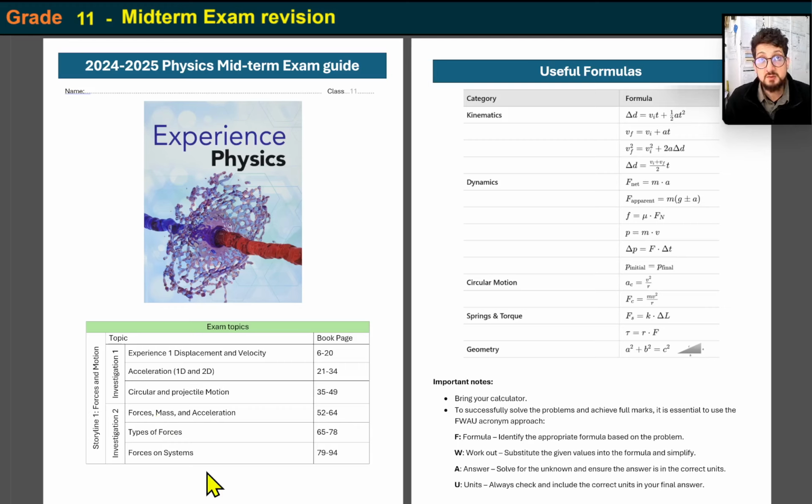Types of forces, which includes spring forces, as well as friction, tension, weight, and as well as forces on systems. So this is where we're talking about multiple objects that make up part of the system.